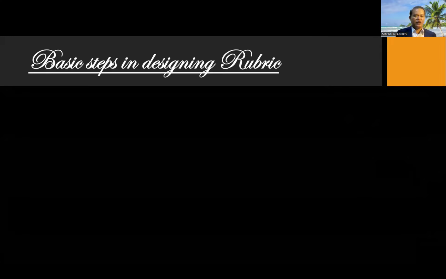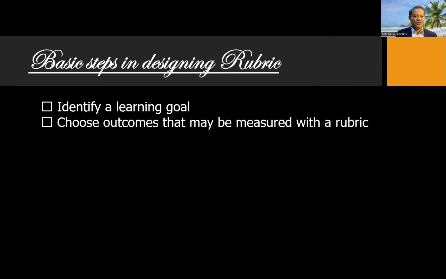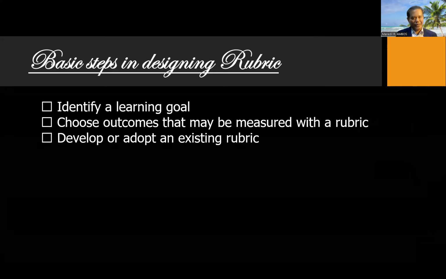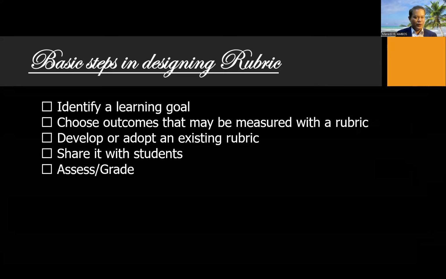We have steps in designing rubric. The first is we need to identify a learning goal. The second is to use outcomes that will be measured with a rubric, and then develop or adapt an existing rubric. Then we have to share it with students, and lastly, to assess and grade. So these are the steps in designing rubric that we need to follow. Then the last is, after assessing and grading, we need to analyze and do the reporting.